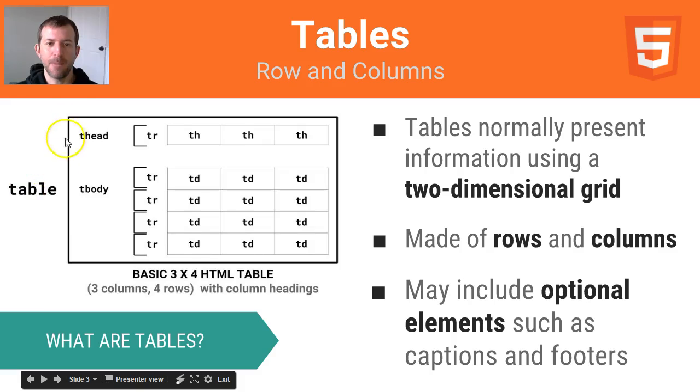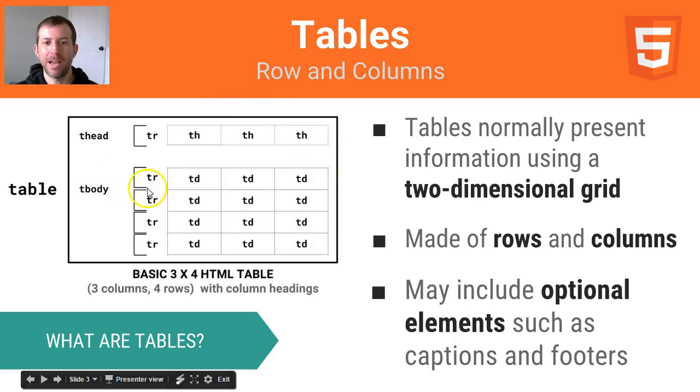You'll notice that I have a table element which contains something called a T-head and a T-body. T-head is short for table head and T-body is short for table body. Inside the head, you'll see that there's a TR, which stands for table row, and then three THs within it, which are called table headers or table headings.